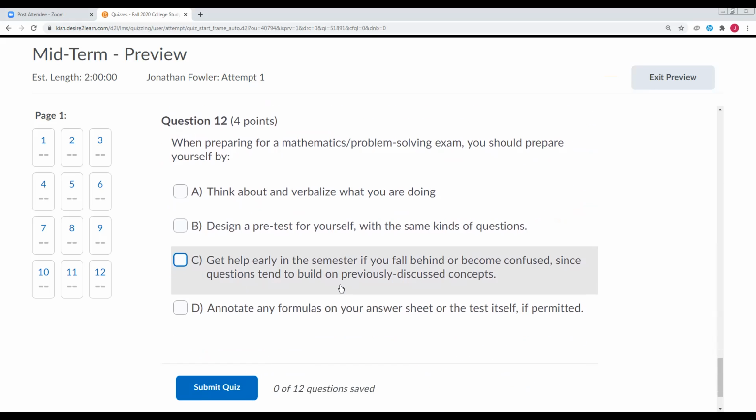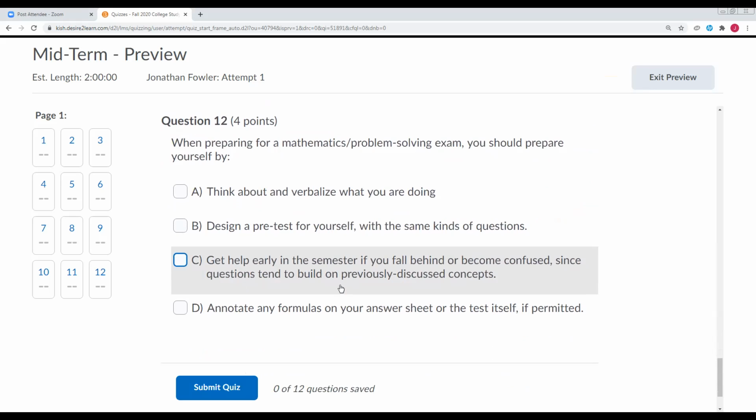And lastly, another question that's multiple select, which means you have to pick not just one correct answer, but all of the correct answers which could apply. So when you prepare for a mathematics or problem solving exam, that's one of the specialty exams referenced in the Chapter 17 title, you should prepare yourself by doing which of the following.